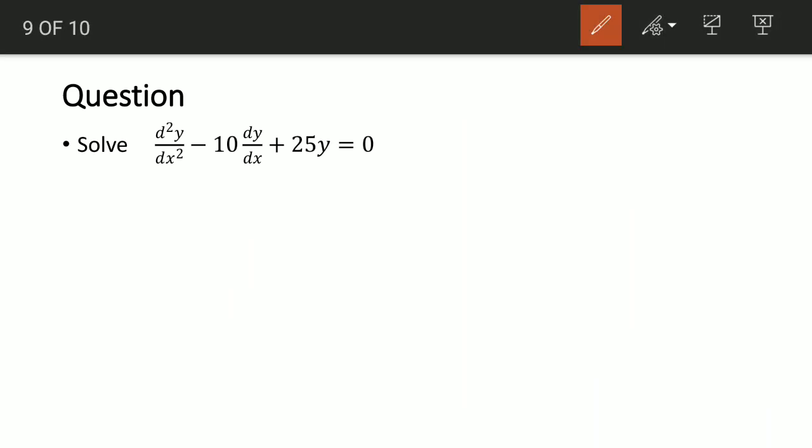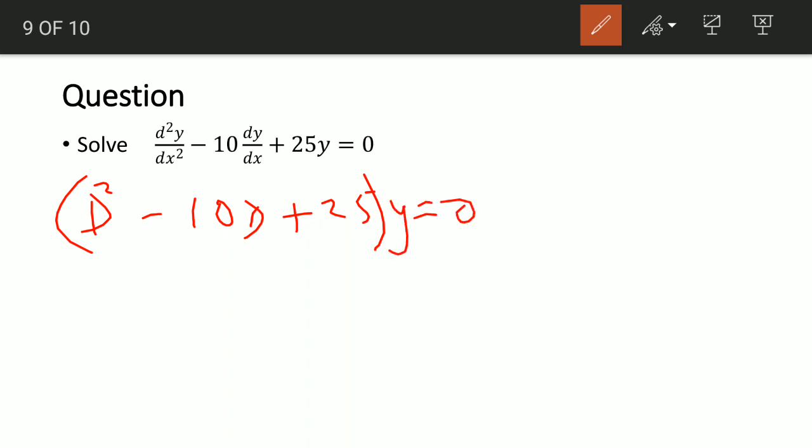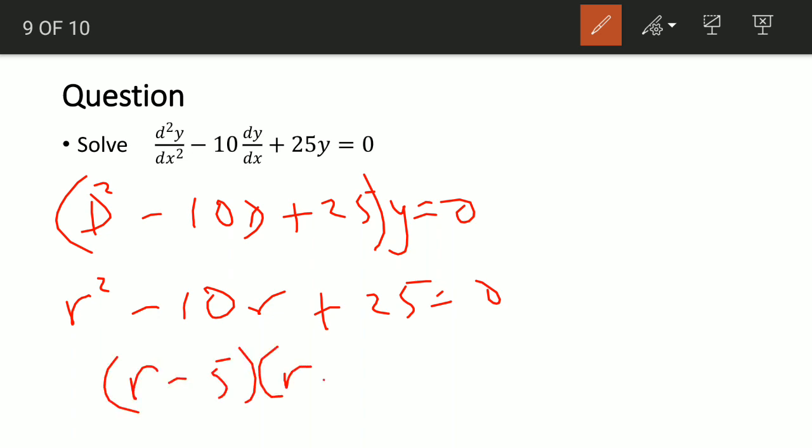Now we see another one here. We have d squared y over dx squared minus 10 dy dx plus 25y equal to 0. The same thing, we have D squared minus 10D plus 25, all into y is equal to 0. You see that? So the characteristic equation here is going to be r squared minus 10r plus 25 equal to 0. Now to solve this, this is going to be r minus 5, r minus 5 is equal to 0. So that means r is equal to 5 twice.